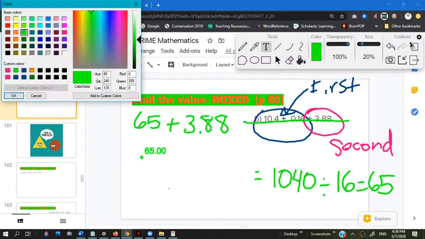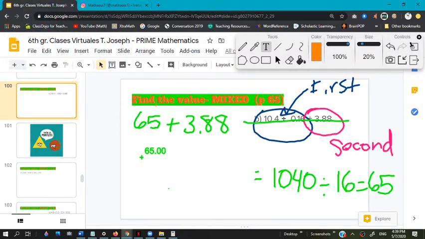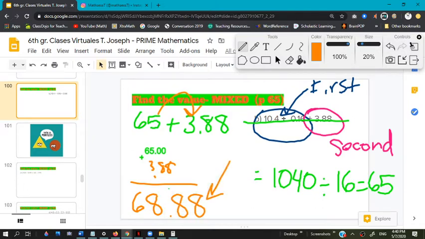You can do this in your head, right? 65 plus 3 is 68. But if you wanted to work it out, you could work it out too. That's fine too. 65 plus 3.88 equals 68.88. That should be your final answer. I just added 65 plus 3, which gives me 68, and then I added my decimal into my problem, 0.88. So that should be your final answer.